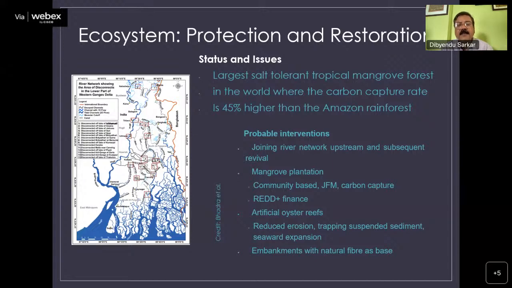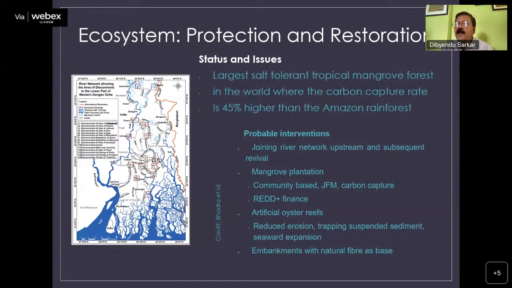There are suggestions of joining certain river networks upstream and subsequent revival of those rivers. That day on 13th, Professor Sugato Hajra talked in this forum itself, and he is a strong proponent, along with other researchers, of that river linking project. So that's an area which probably needs attention.